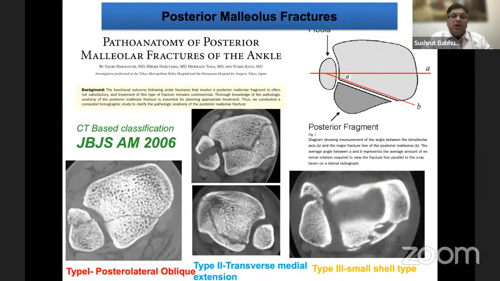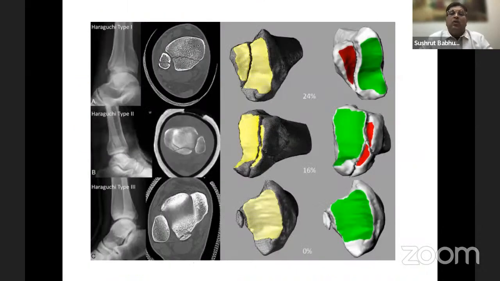So let's look at this. Type one is the posterolateral oblique fracture, which is this, and that's the most important area on the posterior part of the tibia, which can cause instability. Type two can be of various types. Transverse medial extension is the most horrifying of the fracture configurations. And type three, even with shell type, because it is involving the important ligament, can cause instability. Let's look at how it can cause instability.